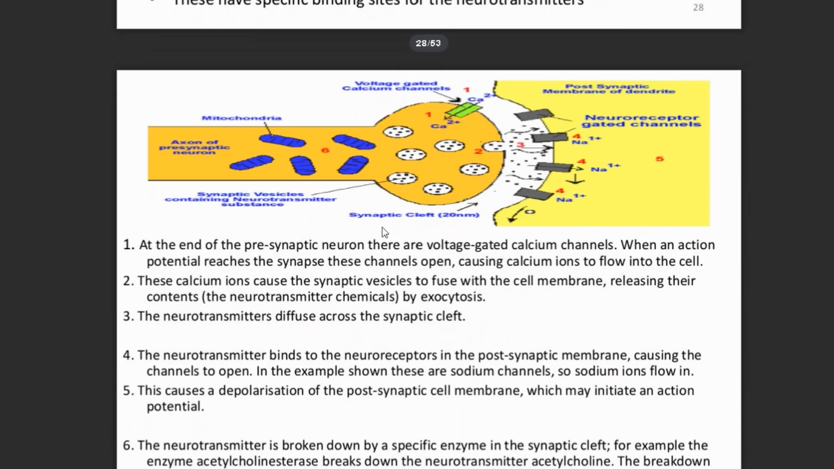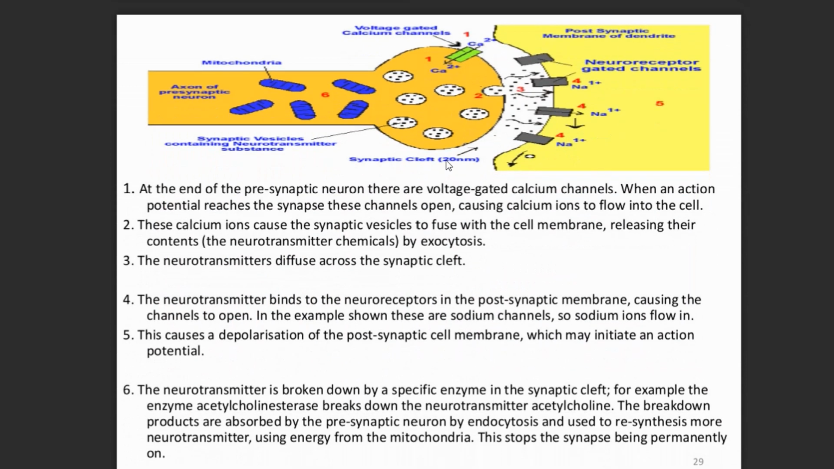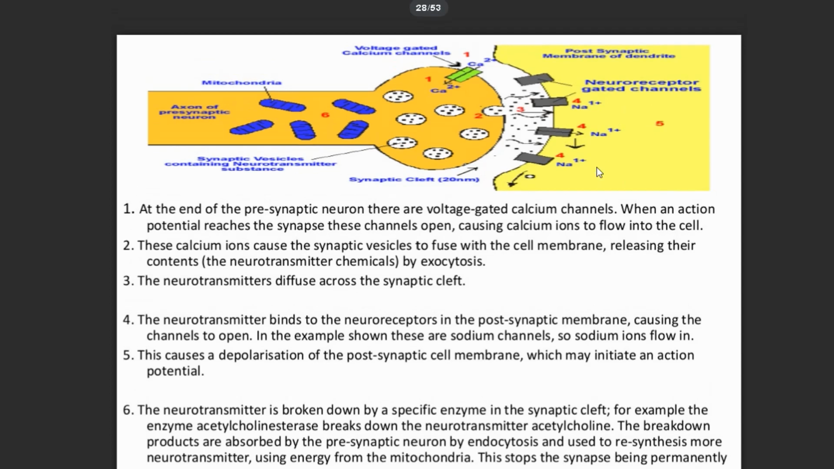So how does this occur? Let me define. First, when the action potential is traveling toward this, it will cause the opening of calcium channels. When the calcium channels are opened, there will be an influx of calcium ions. These calcium ions will cause the synaptic vesicles to fuse with the cell membrane.